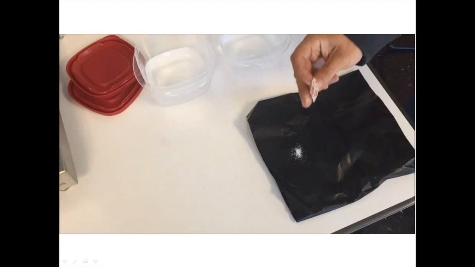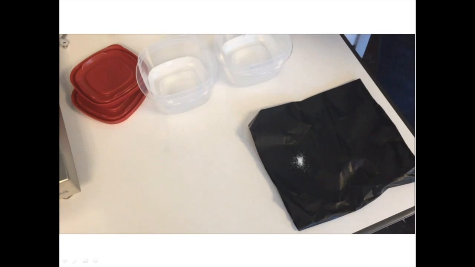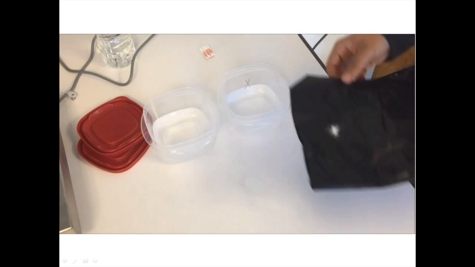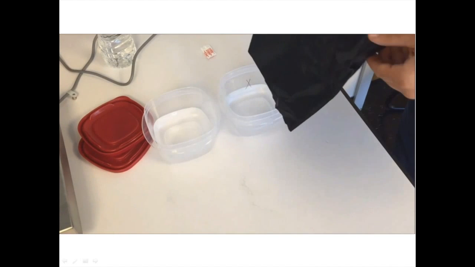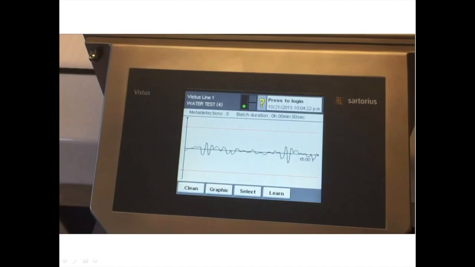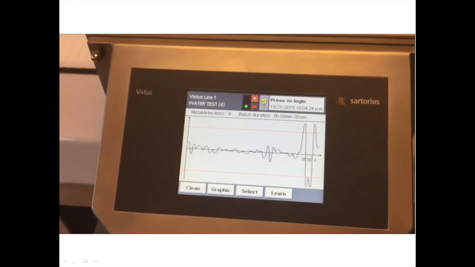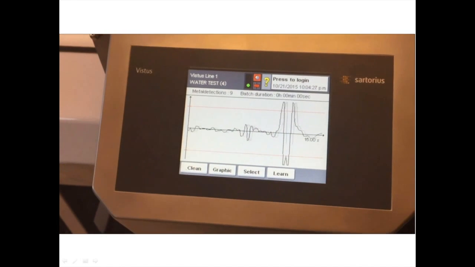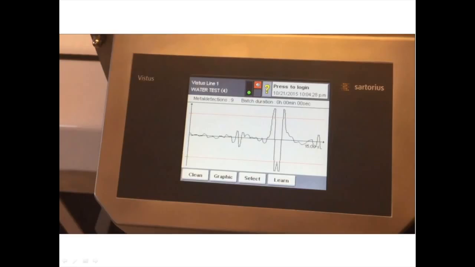And then we took a little bit of salt. I don't know if this is a pinch of salt or a dash of salt, but it's a tiny amount of salt. And when you put that one through, you can see that the signal is tremendous. So your product variation from day to day or from batch to batch will have a tremendous effect on how your metal detector performs. And that was the answer to the other question, why does my metal detector work great one day and not the next day, or from batch to batch for that matter?